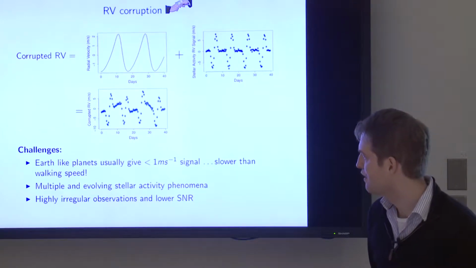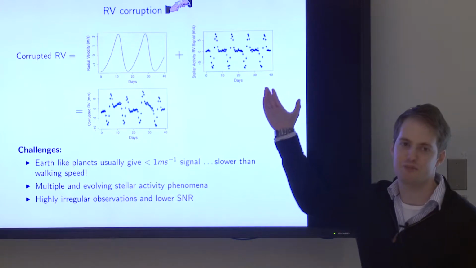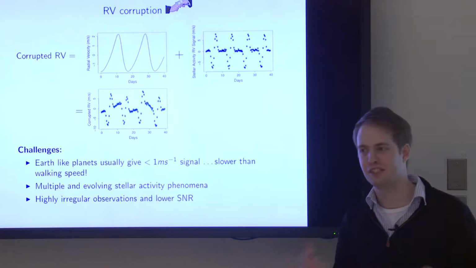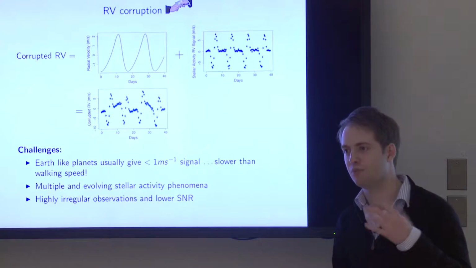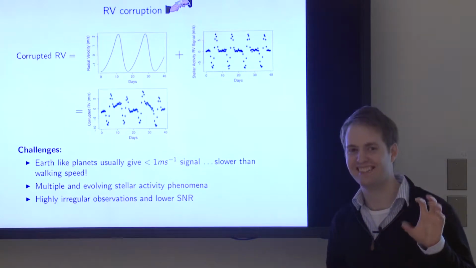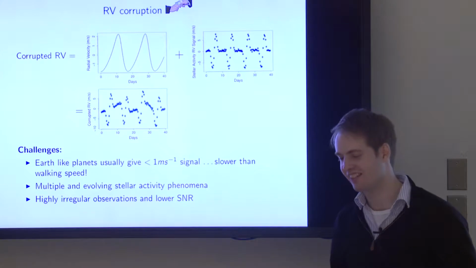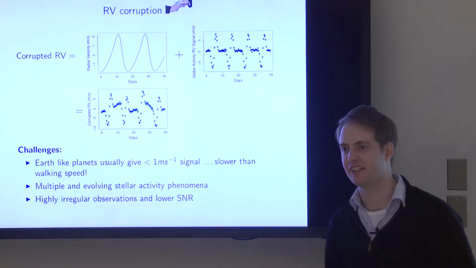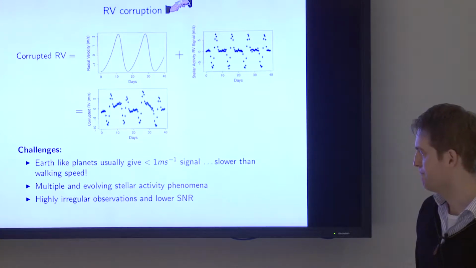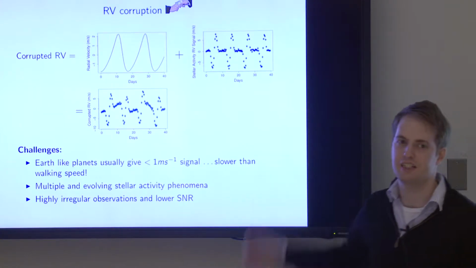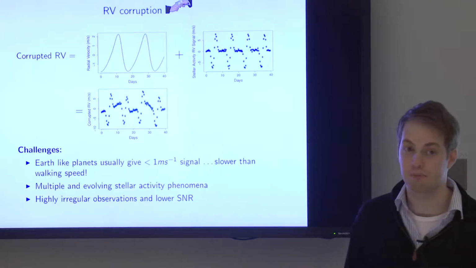Another issue is that I've just said one spot on the star, but there could be many spots on the star. There are also plages, which are like bright inverse spots, basically bright parts, and various magnetic things going on as well. So it can be very complicated, and also you can have highly irregular sampling.